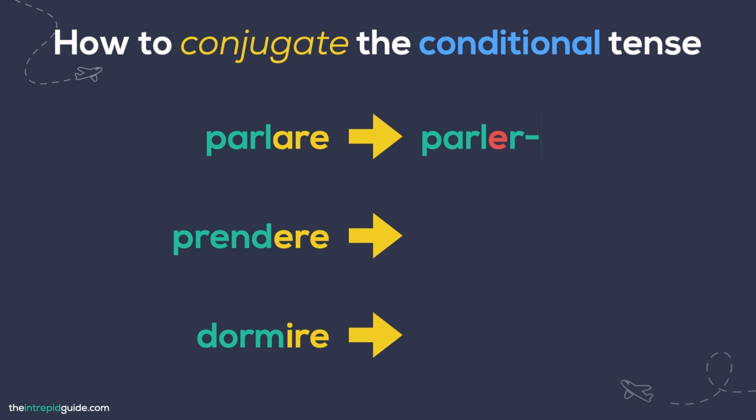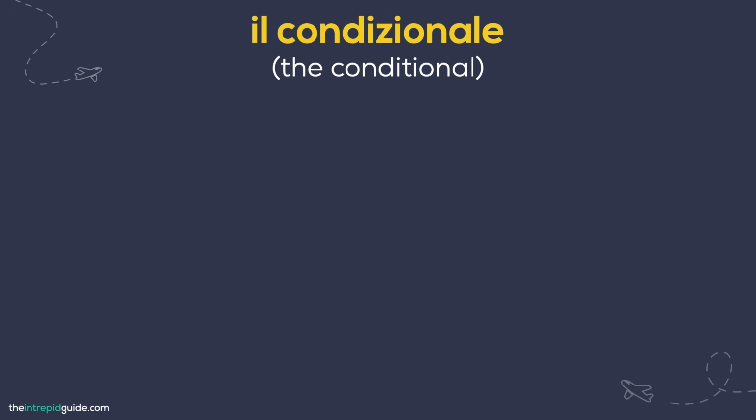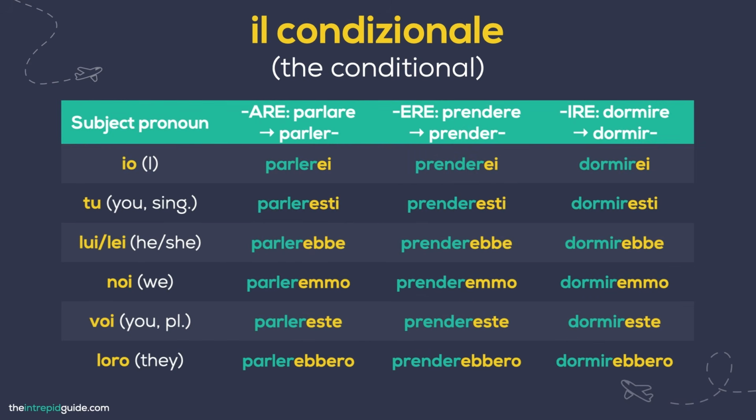Here's how to conjugate the conditional tense. Now remember the future stems from shortcut 2? We have parler, prender, and dormir. Now you're going to reuse those exact same stems, but with new endings. And once again, the endings are identical for all 3 families. Take a look at this table.